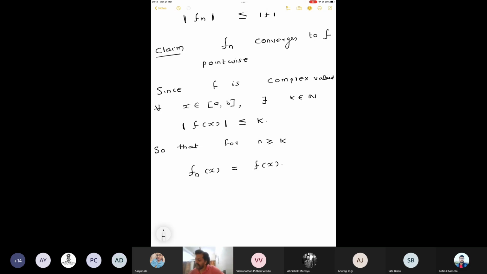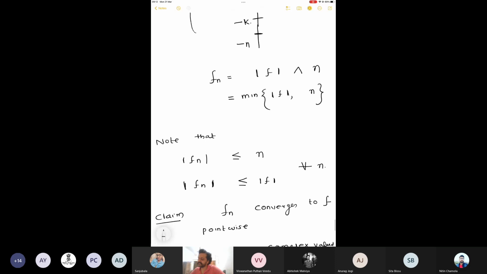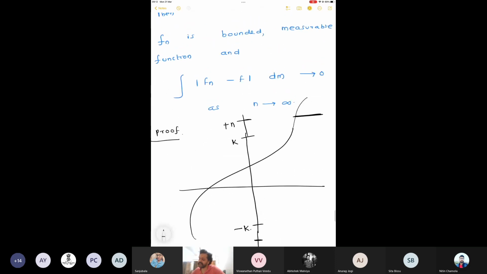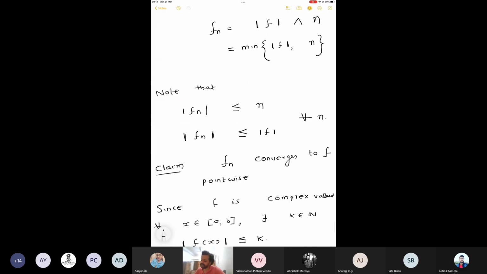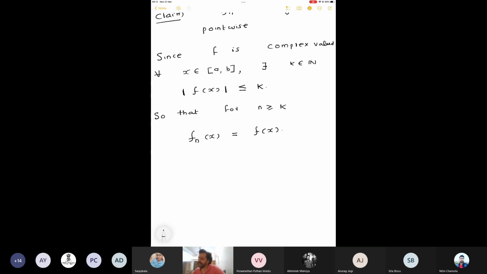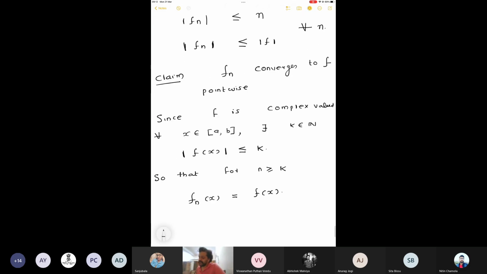Yes, sir. Mod of f of x is less than or equal to k. Keep that in mind. And what is f_k x then? Remember the definition of f_k x. Therefore, for n greater than or equal to k, I will have f_n x is equal to f of x. That's not hard to see.